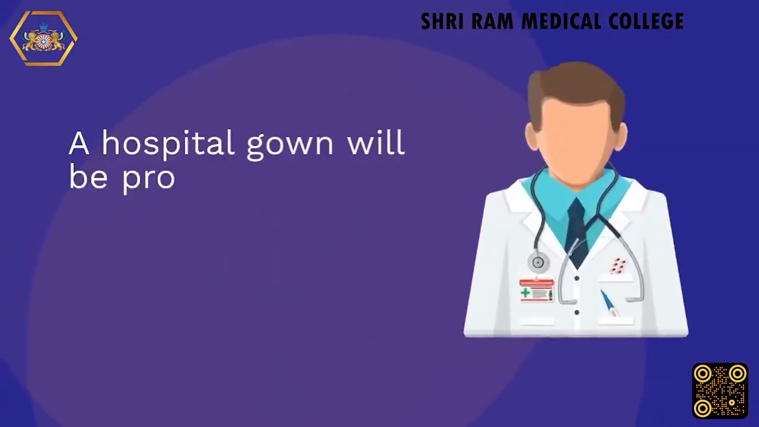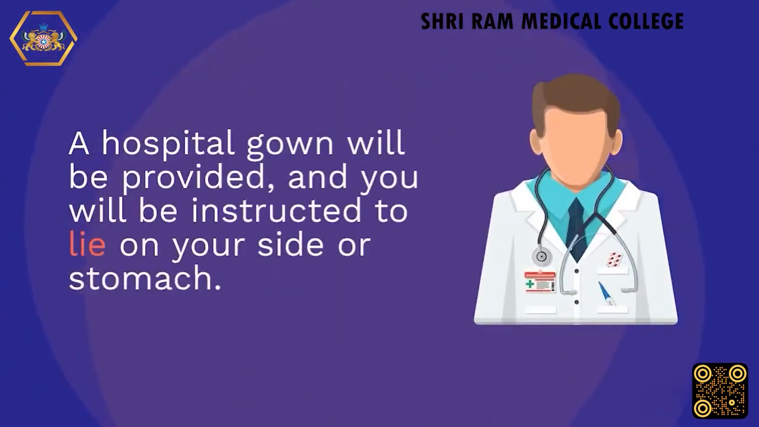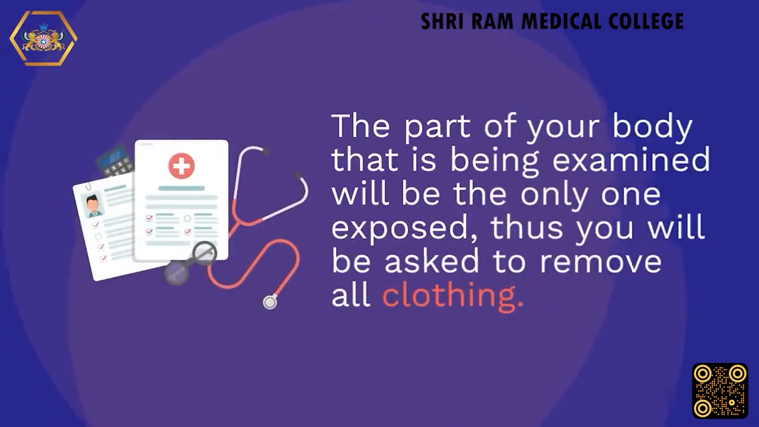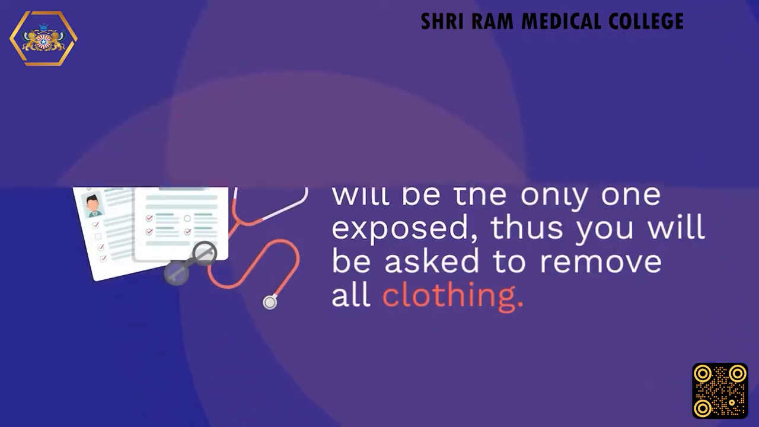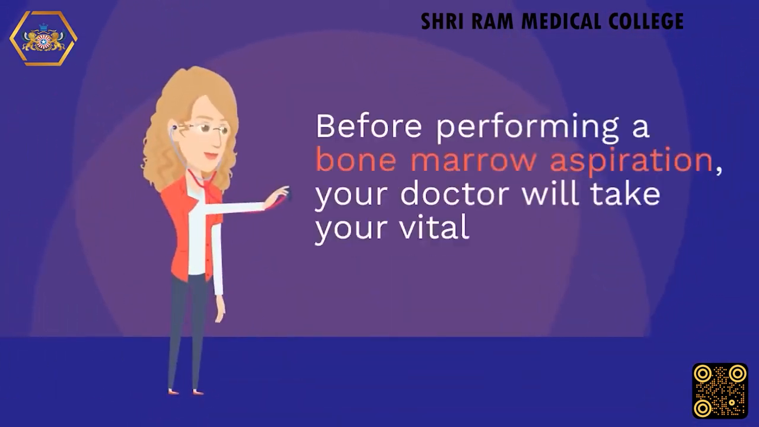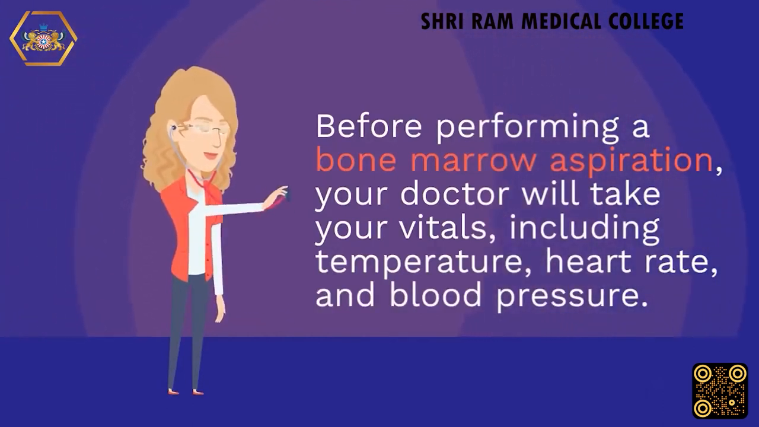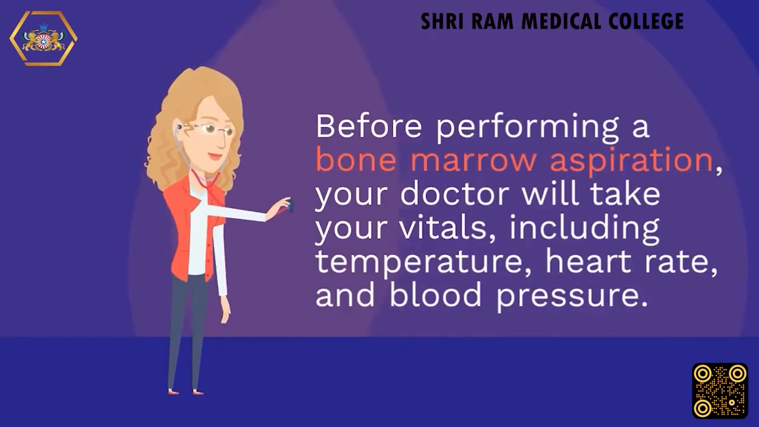A hospital gown will be provided, and you will be instructed to lie on your side or stomach. The part of your body that is being examined will be the only one exposed, thus you will be asked to remove all clothing. Before performing a bone marrow aspiration, your doctor will take your vitals, including temperature, heart rate, and blood pressure.